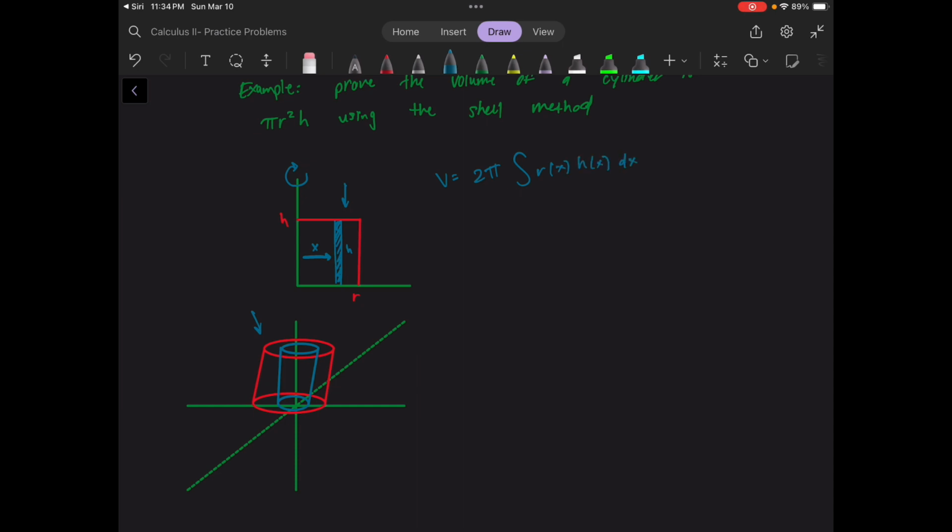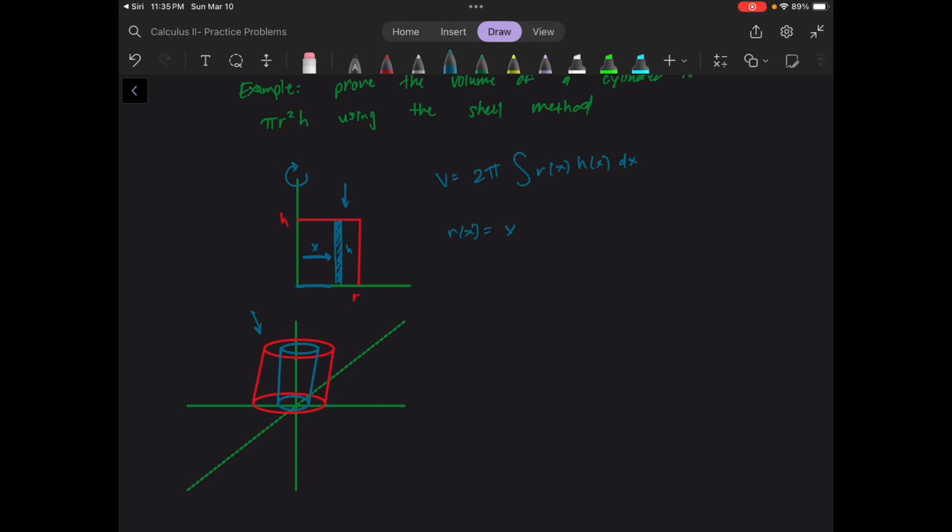So we need to find r of x, we need to find h of x. So r of x is basically all of these different slices have some radius. What is the function that represents that radius? Whenever you're revolving around the y-axis, it's just x. Here's why. When you're at this x value, what's the radius? Just that, right? And when you're at this value, this is the radius. So it is exactly proportional.